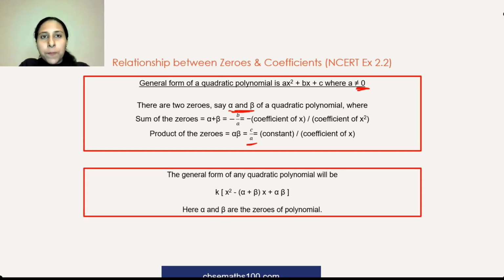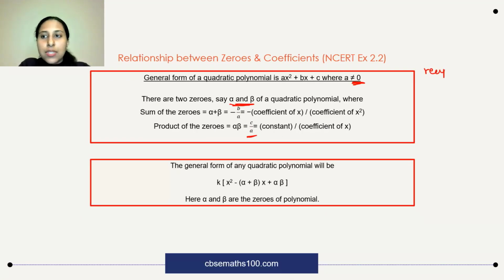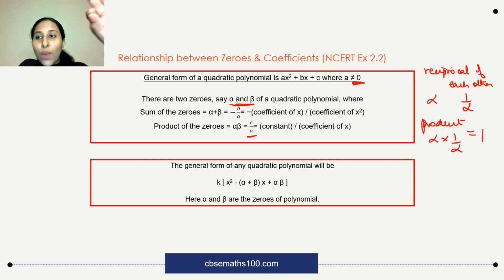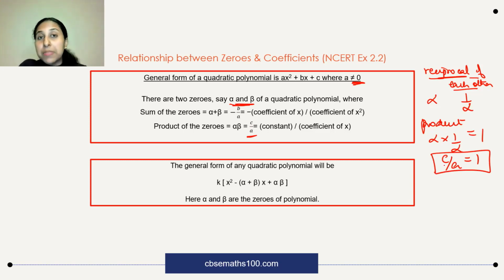One is based on the zeros being reciprocal of each other. If the zeros are reciprocal of each other, one zero is alpha, the other zero will be 1 by alpha. In this case, the product of zeros, alpha into 1 by alpha, will be equal to 1. So whenever you get questions where zeros are reciprocal of each other, you use product equal to 1, which means c by a is equal to 1. Use this logic. This will be helpful in finding missing values of constants in the question as well.